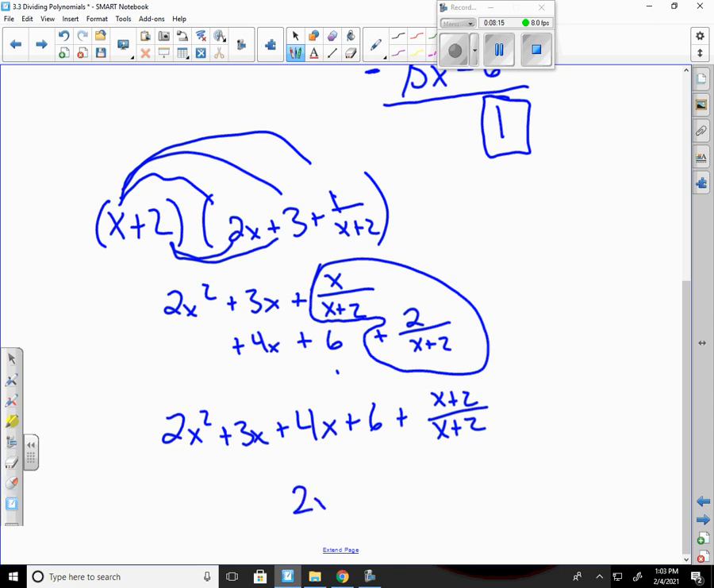So this is 2x squared plus 3x plus 4x. Well, I can start simplifying that now. 3x plus 4x is 7x. X plus 2 over x plus 2 is 1. So that becomes plus 7.